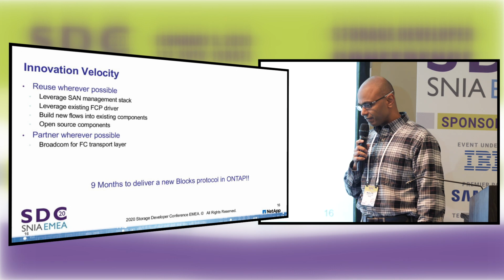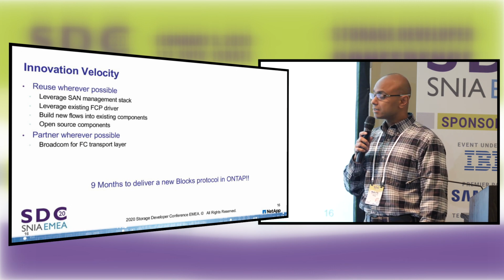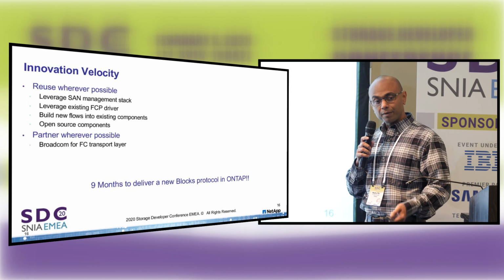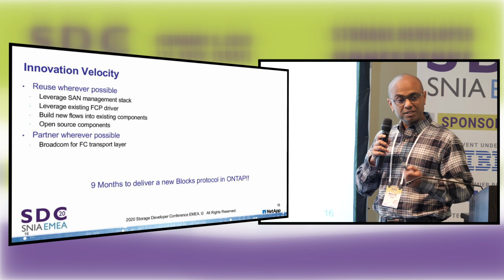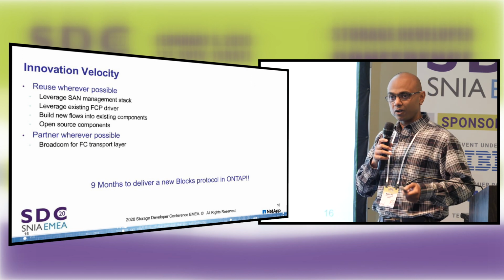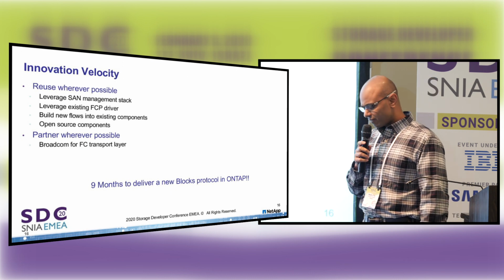So the other thing when we are talking about, any questions? Okay. So the other thing when we are talking about developing a new product is to have innovation velocity. It's one thing to say you've got all these design principles, but we also need to get a product out into the market. So there were a couple of things we did.